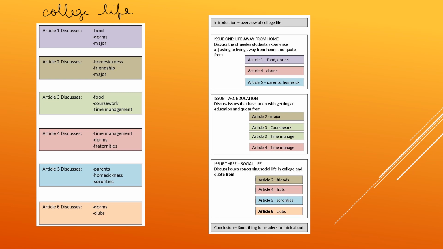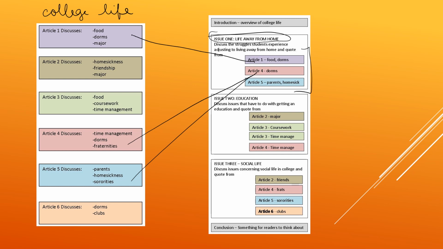So after reading all these articles, I have come up with 3 separate issues. The first one is life away from home. So I want to spend some time talking about what life is like away from home when you are starting college life. And so I would talk about the different experiences of adjusting to life away from home, and I would make sure to talk about food and dorms and parents and being homesick. And I would pull from this article and this article and this article in this discussion. Okay, this is synthesis. This is taking all of these articles and putting them together to synthesize.